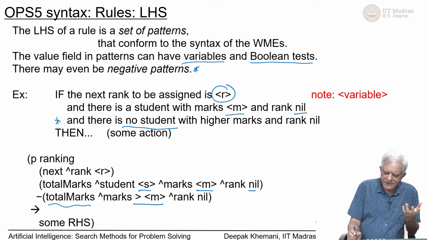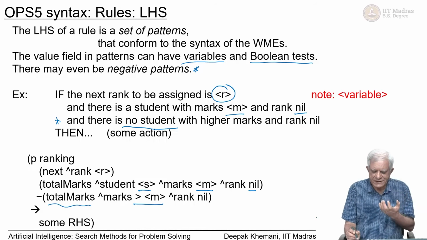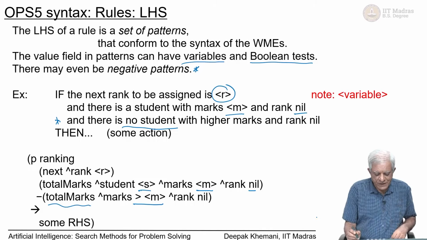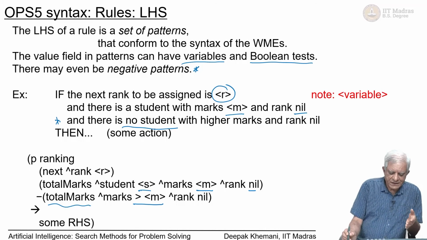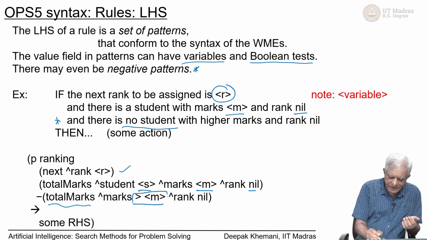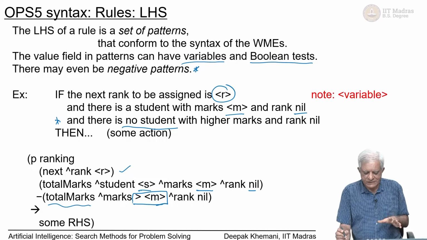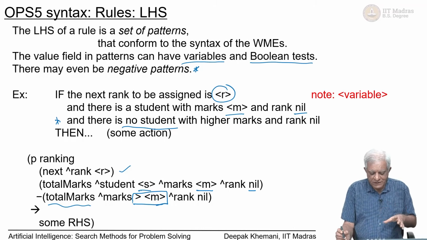So, you would also see that patterns do not have to conform to the whole structure of the working memory element, you can only selectively choose attributes that you want to talk about, and then there would be some right hand side. So, again to repeat, this rule says the first condition is that okay, what is the next rank to be assigned, this tells us that. Then it says who is a candidate for this rank, that candidate must be some student who has got marks M, and there is no student who has got marks more than M. So, remember this Boolean test we had said, this will return true or false essentially. So, there must be no one with marks more than M.